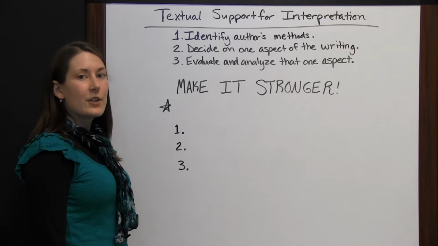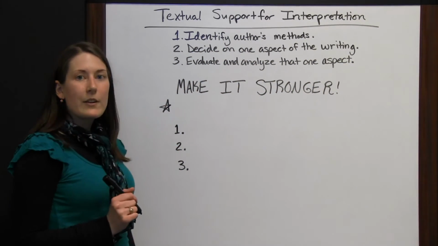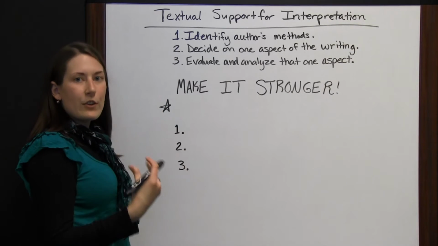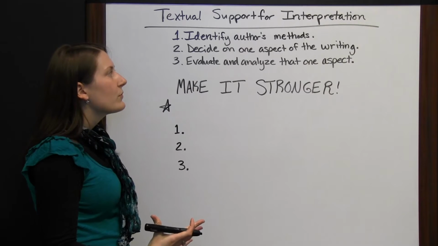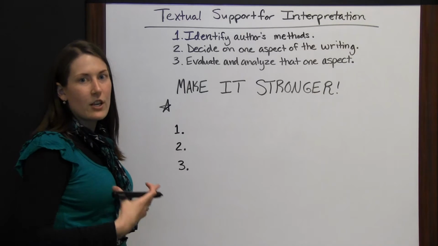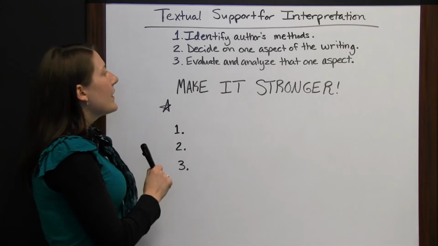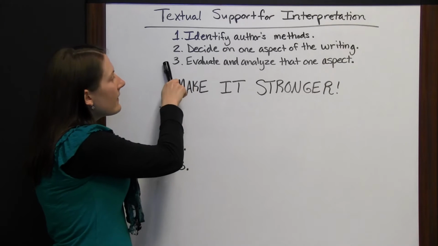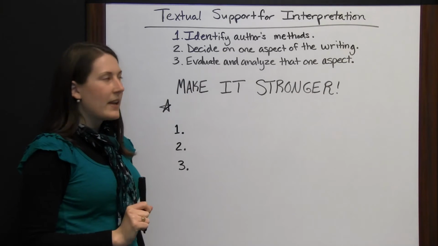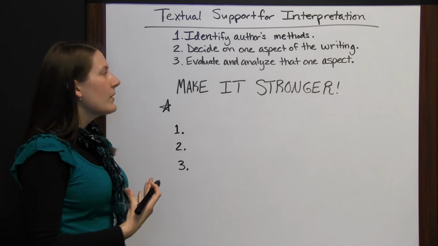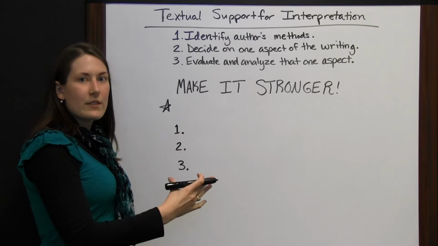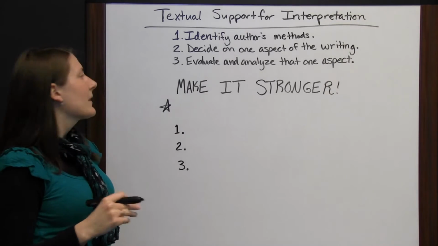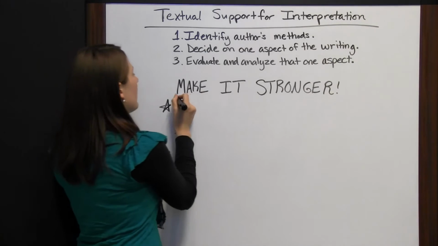Textual support for interpretation. Whenever you're going to interpret a work, you are going to identify the author's methods, their tone, their use of language, their plot, major characters, setting. Then you're going to decide on one of those aspects of the writing, pick just one, and evaluate and analyze that one aspect. You want to give your opinion on what the author was trying to do with the use of this character or with the use of a certain tone. What was their purpose in doing that? But you want to make it stronger.